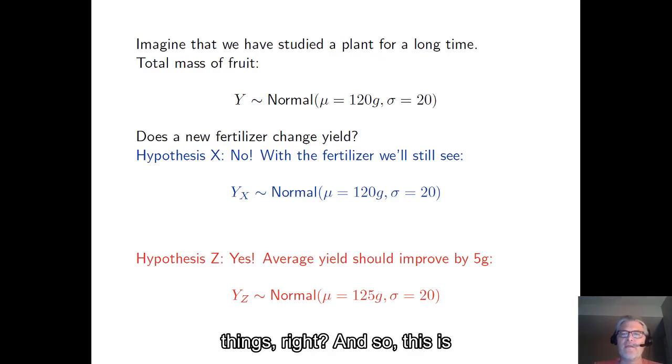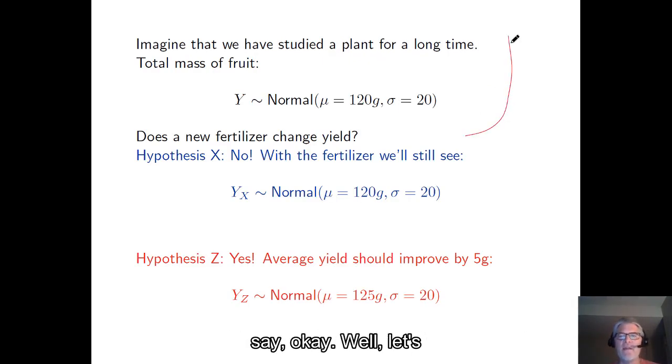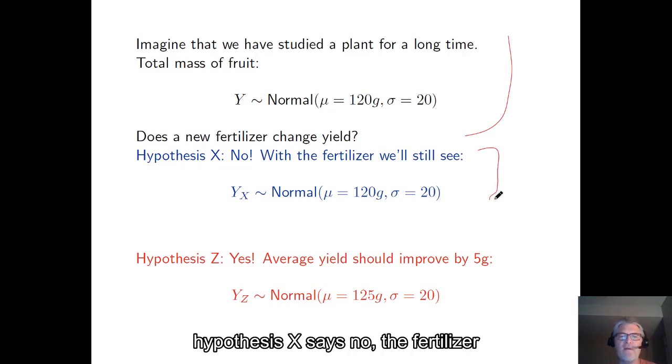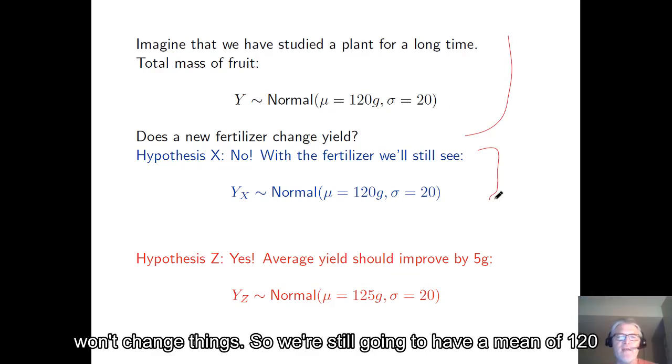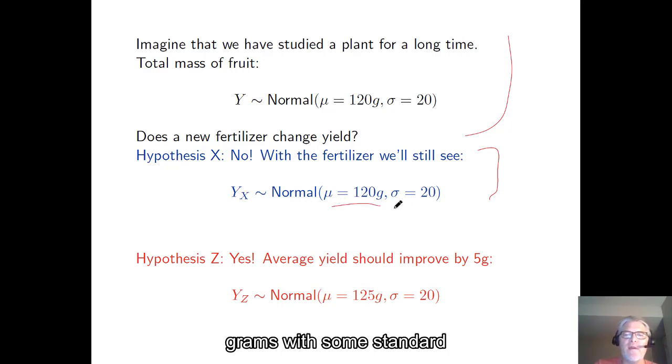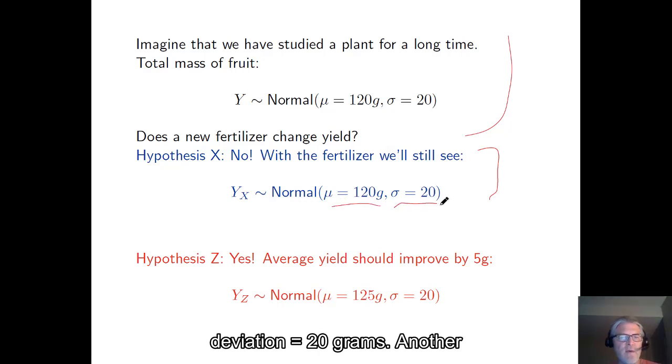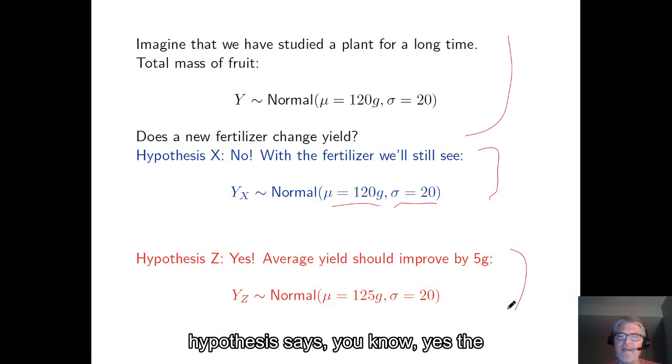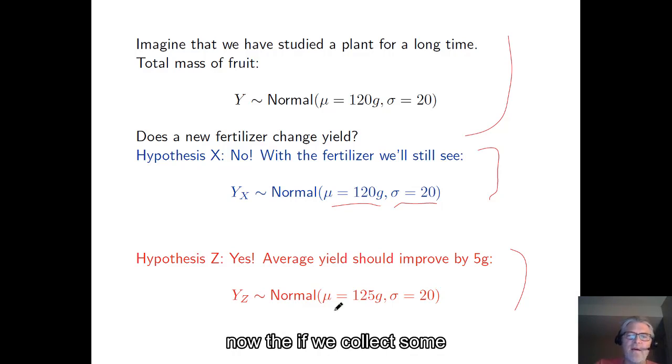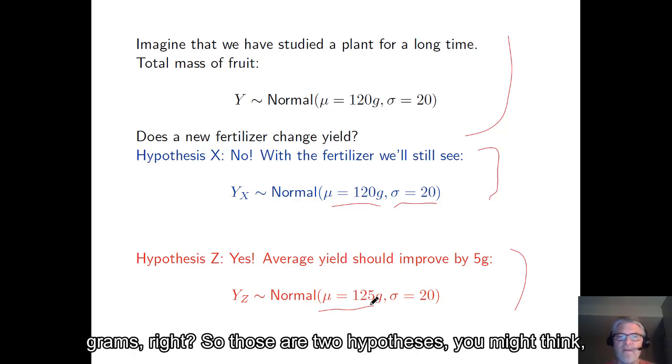This is what I showed before on the previous slide. We might say, okay, let's make a few hypotheses. One hypothesis, hypothesis X, says no, the fertilizer won't change things. So we're still going to have a mean of 120 grams with a standard deviation of 20 grams. Another hypothesis says yes, the fertilizer should improve the yield by, let's say, 5 grams of fruit. So now if we collect some data, we should have a mean centered around 125 grams. So those are two hypotheses.